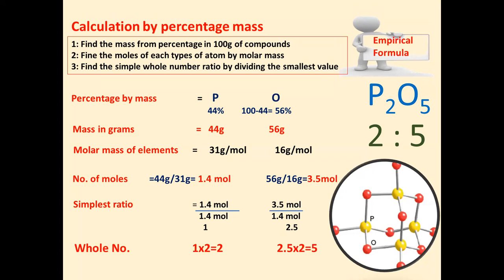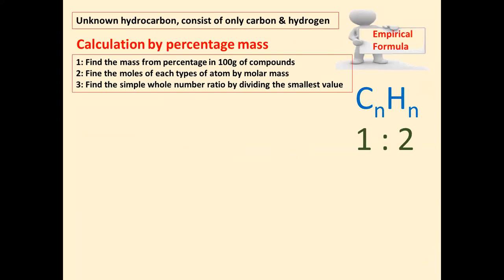Now this is the whole number ratio of oxygen and phosphorus. And we got 2:5, phosphorus pentoxide. This is our empirical formula. We can use this empirical formula and calculate the molecular formula.